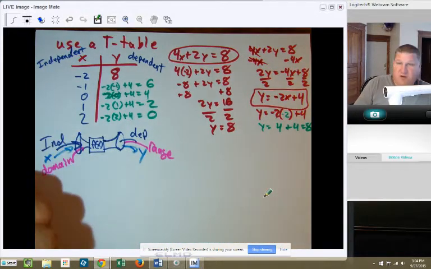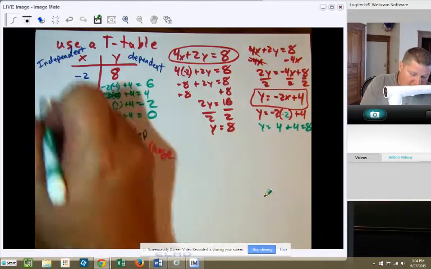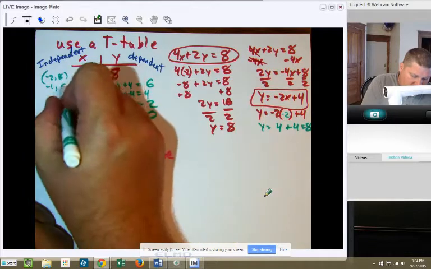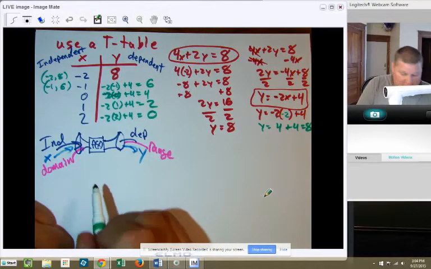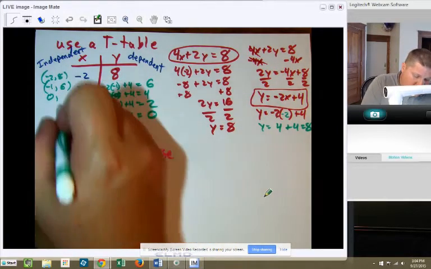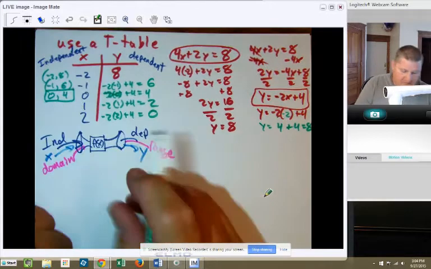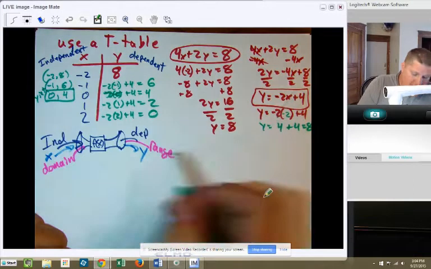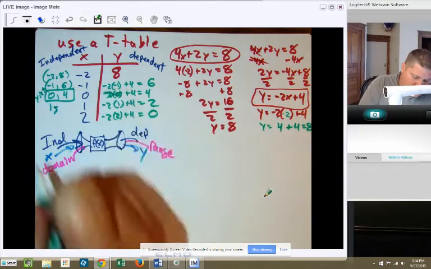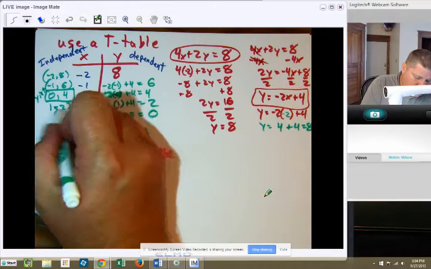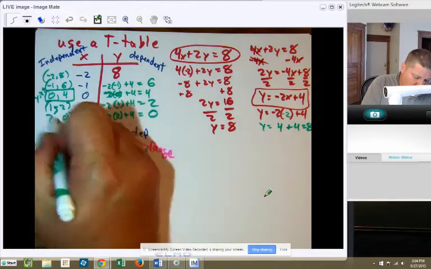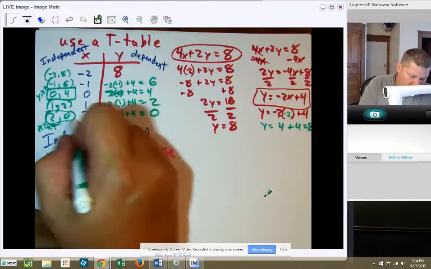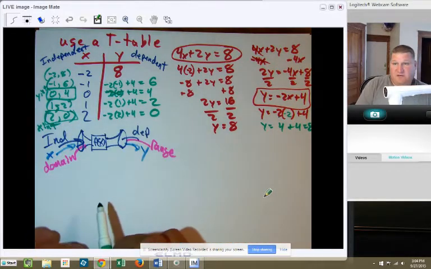Now, you'll also notice we got a couple things. We have -2 comma 8, -1 comma 6. We can make coordinates out of these points. We have 0 comma 4, which is going to be our y-intercept. And then we have 1 comma 2. And then we have 2 comma 0. And this is going to be our x-intercept. So it works out really, really nicely. And all we have to do is graph it.